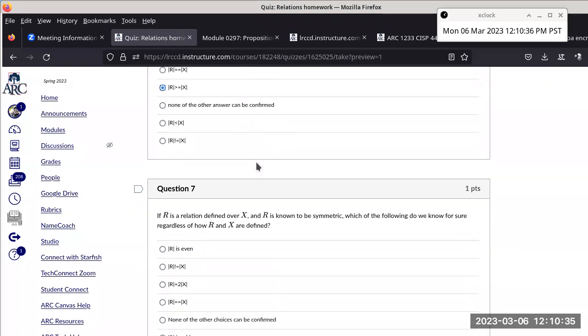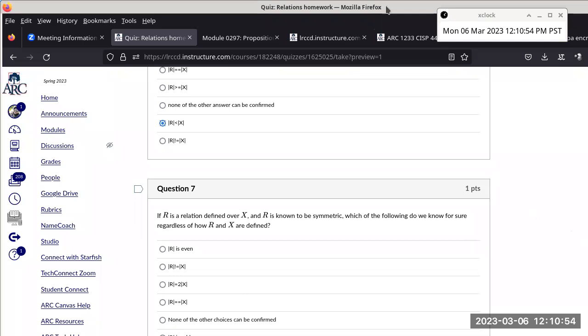Number 7, if R is a relation defined over X and R is known to be symmetric, which one of the following do we know for sure, regardless of how R and X are defined? And the correct answer is we do not know.